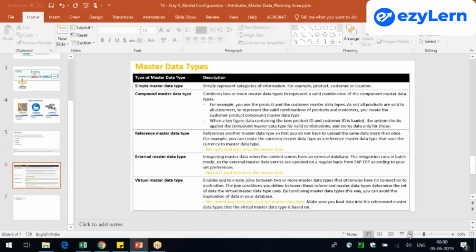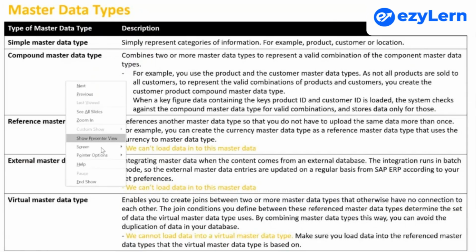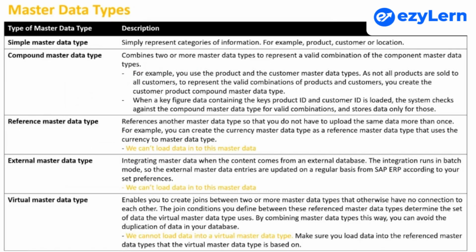Now let's go back again. Let's read it one more time. Compound master data combines two or more master data types to represent a valid combination of the component master data types. Components means the simple ones. In this example, customer is a component, product is a component. You combine both and then you call them a compound master data called customer product.